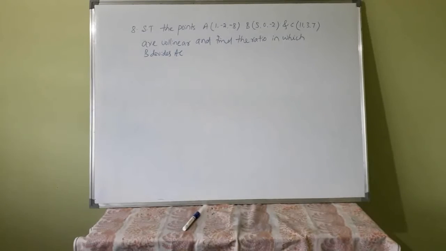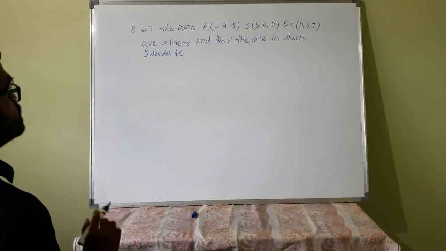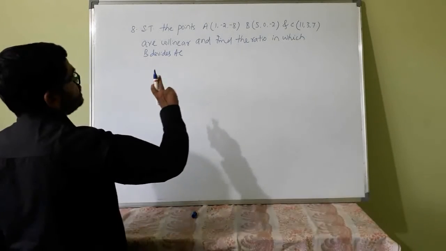This is the required unit vector. Show that the points A, B, C are collinear and find the ratio in which B divides AC. Suppose 3 points are given. In order to show that they are collinear, what you have to do? You have to find the sides. If the sum of 2 sides is equal to another side, then the common point lies on that line, isn't it? Let us find AB, BC and AC.